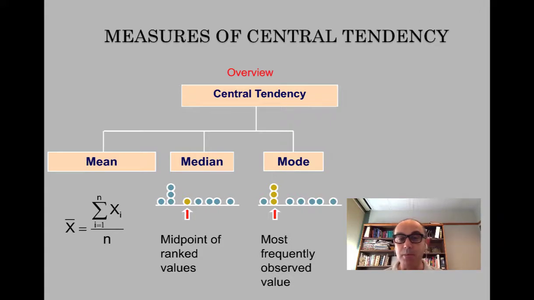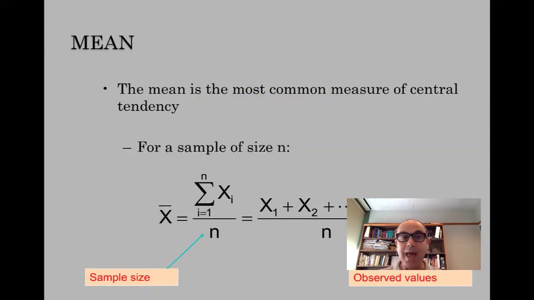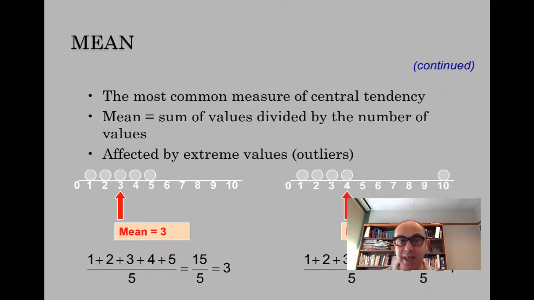So mean, median, and mode. The median is the middle point, the mode is the most frequently observed value, and for the mean we have a formula: we take the sample size and the observed values, sum them, and divide in order to understand what is entailed.